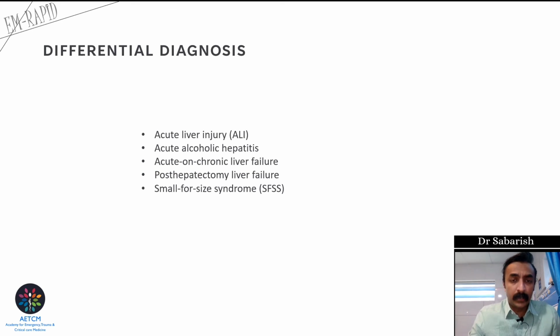The differential diagnosis for a patient presenting with features suggestive of ALF would be an acute liver injury, acute alcoholic hepatitis, acute on chronic liver failure, post-hepatectomy liver failure, and small for size syndrome.